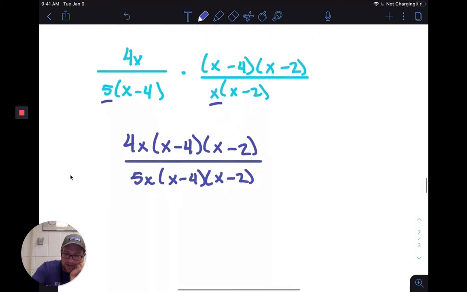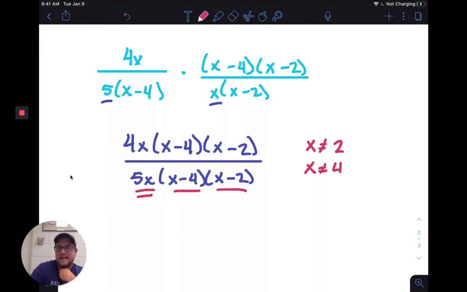Restricting my domain right now, x cannot be equal to 2. X cannot be equal to 4. And in this last term, the only way that term is equal to 0 is if x is equal to 0. So x can't be equal to 0. After we've restricted our domain, cancel away. Look at that. Even the x's cancel out. Kind of like we saw up top when they were just fighting out. They work the same way. And all you are left with is 4/5.